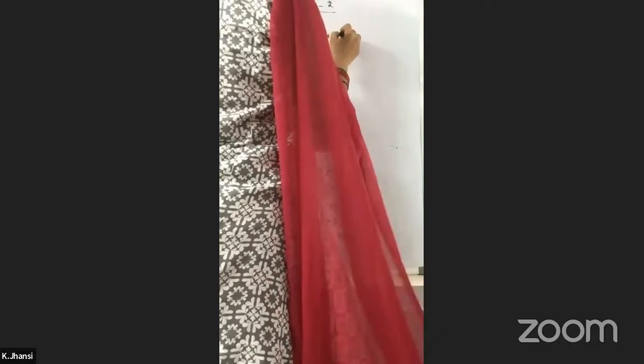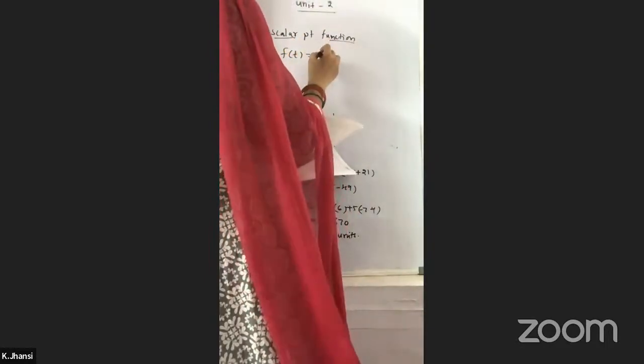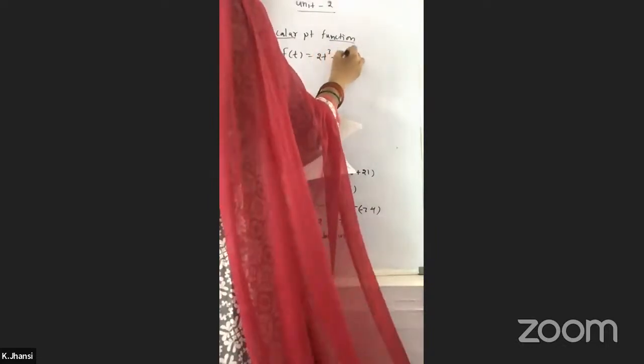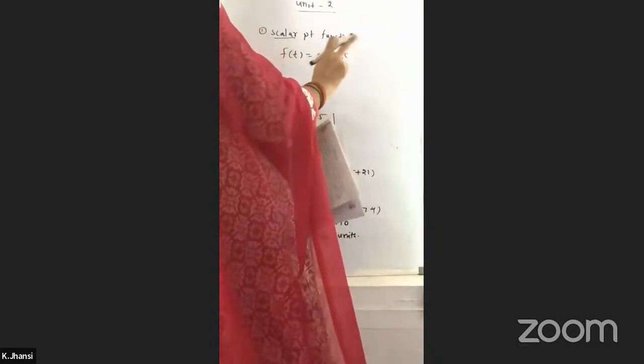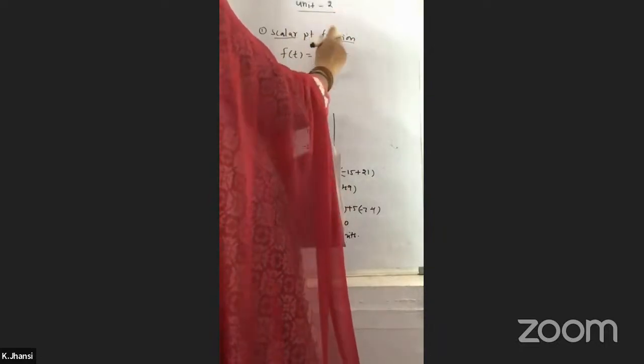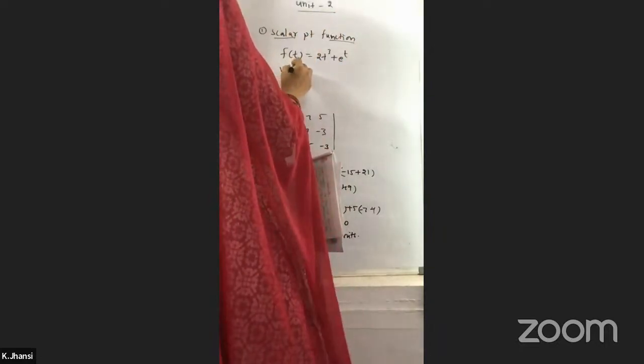Differentiation of vector point function. First, the definition is about the scalar point function. Scalar point function means you will have the function in the form of f of t is equal to, like this, 2t plus e to the power of t. Here i bar or j bar, both vectors are not present. So whatever function is there in this form is called a scalar point function. Next one is vector point function.